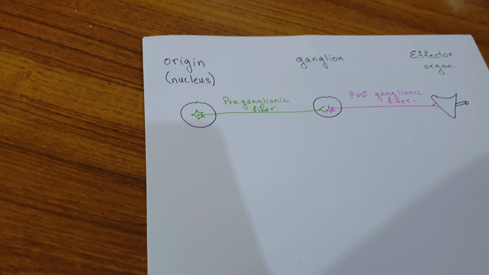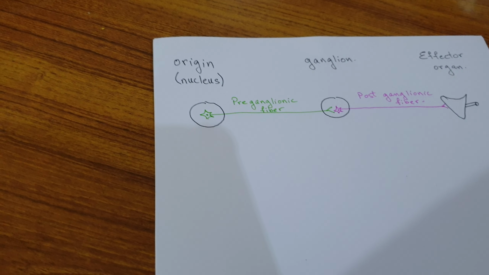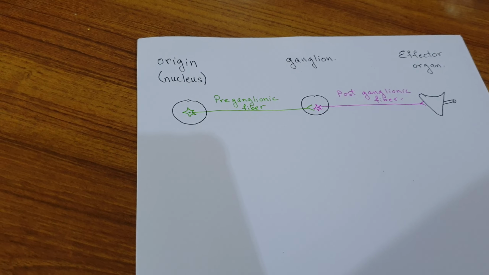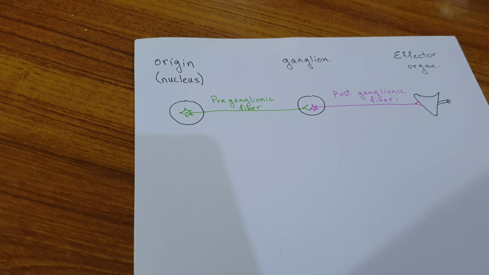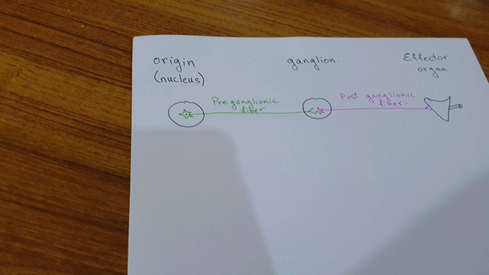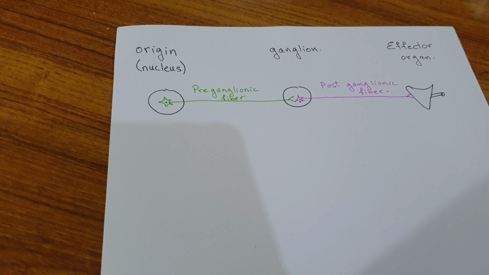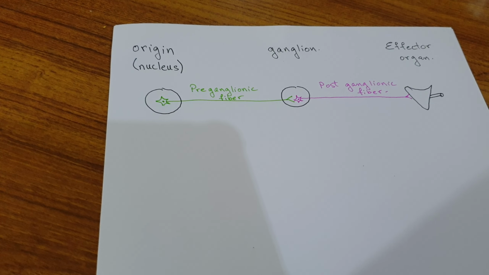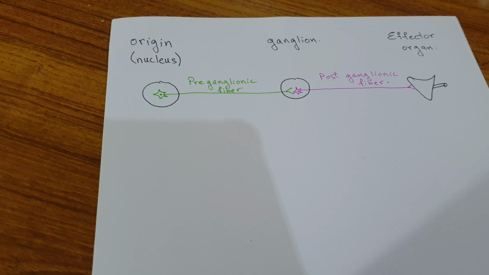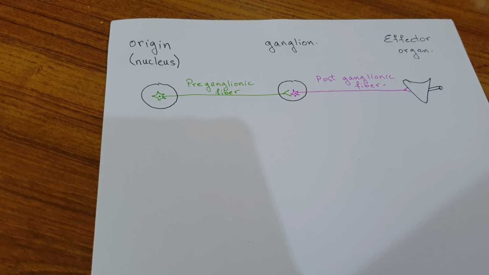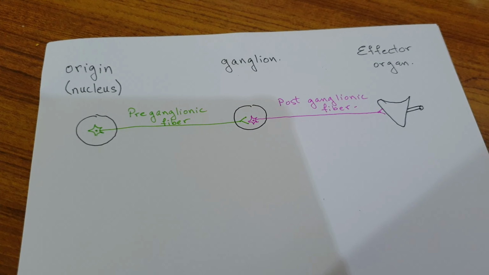Now, for the parotid gland, we will try to find the origin, then we will find the ganglion, also its location. Then, the effector organ, you already know, that is the parotid gland. Then we will find the preganglionic fibers, from where they start and which course they take to reach the ganglion. And we will also see the postganglionic fibers, the course which they take to reach the parotid gland.